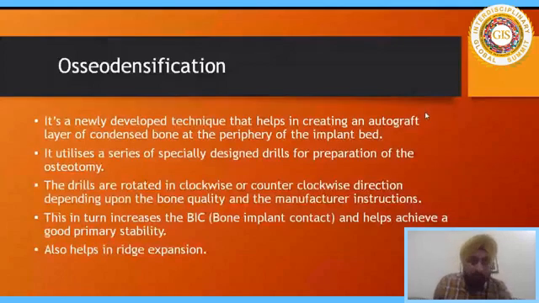What these drills help to do is increase the BIC, the bone implant contact, and thus we achieve a good primary stability, which is good to have in an immediate implant or something like that. These drills also help in ridge expansion.